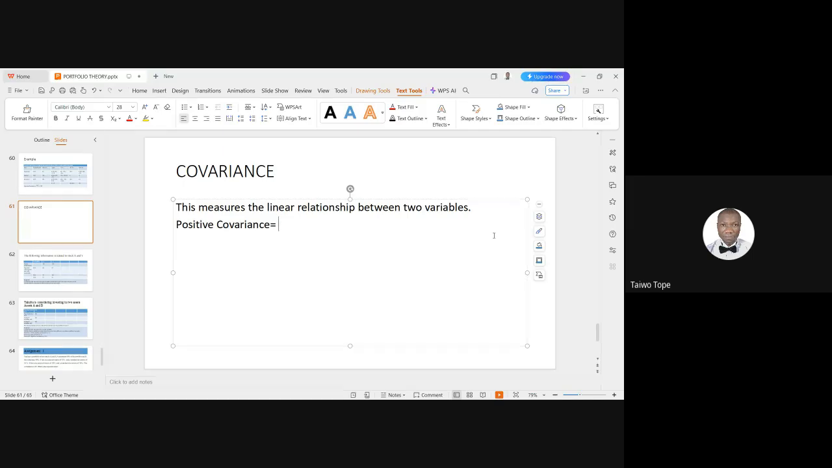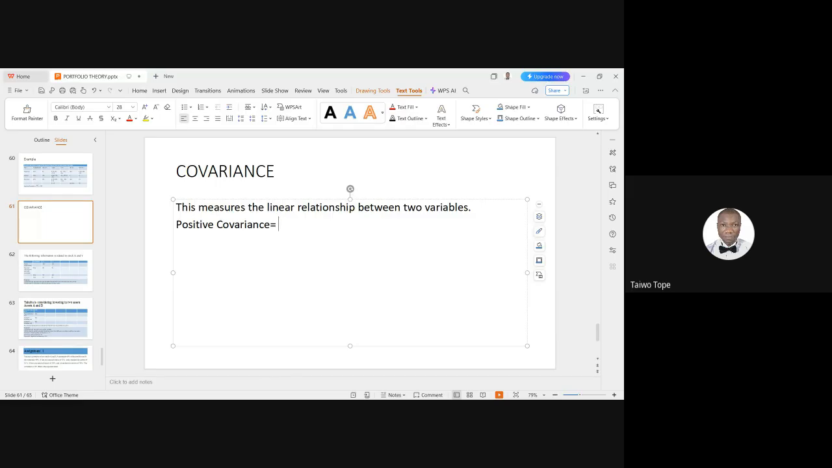Now, this form of investment is not good for diversification, because diversification is to minimize risks. By the time you have two forms of investment and they are moving in the same direction, once there is a risk on a particular stock, it will affect the other stock, because they are moving in the same line.